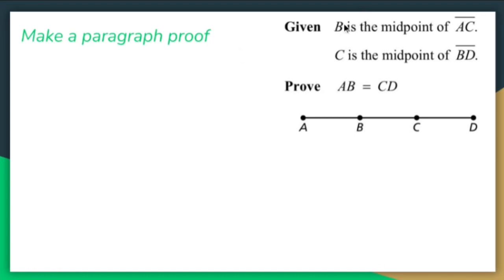Well, I have to state the given first, and the given is B is the midpoint of AC. So here's AC, B is the midpoint, which means that's going to happen. Okay, what else do we know? We know that C is the midpoint of BD, which means that is going to happen by definition of midpoint. And so by using this, I need to show that AB is congruent to CD.